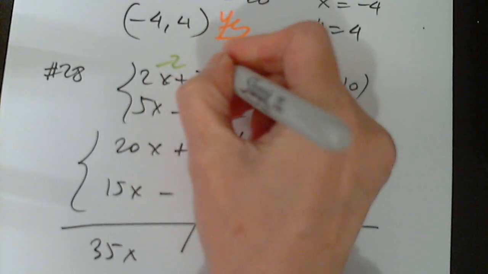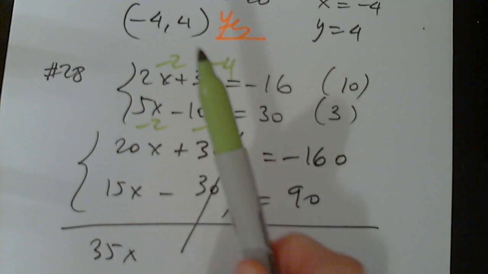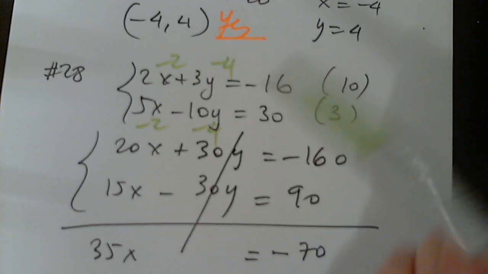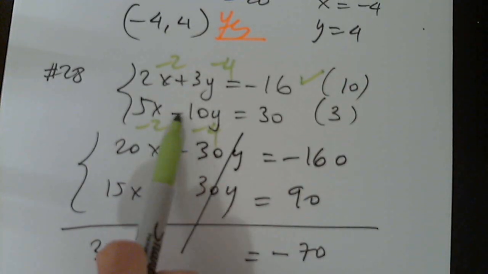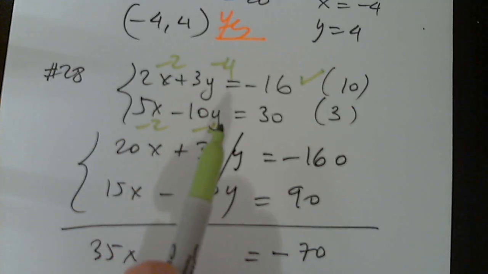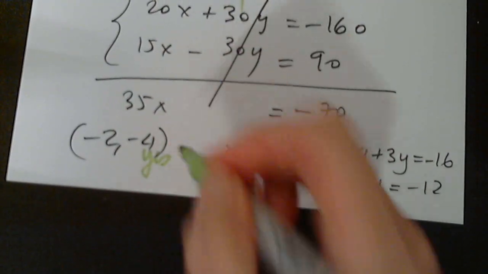So negative 2, negative 4, negative 2, negative 4. Negative 4 minus 12, yes. Negative 10, but plus 40. 40 minus 10, yes. So now I will say yes.